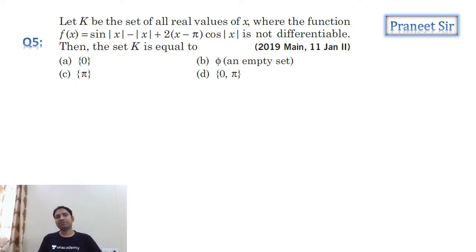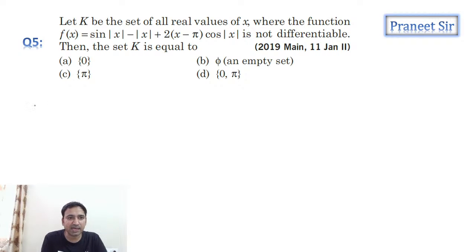So this is the next question we have. We need to check whether it is non-differentiable at what values of x. The first option is saying it is non-differentiable at 0. The third option is saying non-differentiable at pi. The fourth option is saying non-differentiable at 0 and pi both. The second option is saying empty set. Empty set means everywhere it is differentiable. That's what he is saying. So now let's calculate the left hand derivative as well as the right hand derivative at 0, guys.